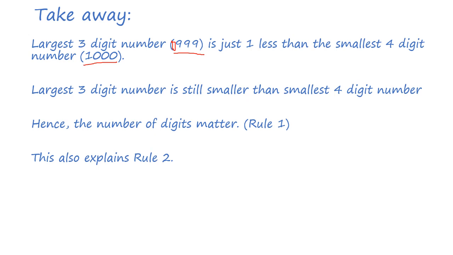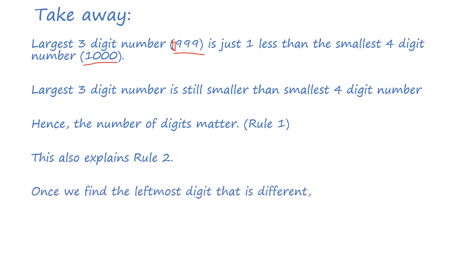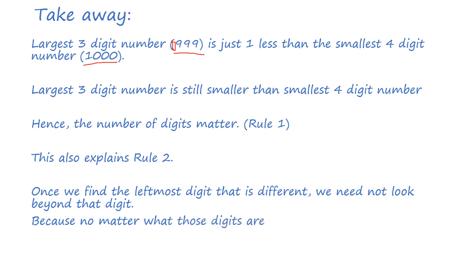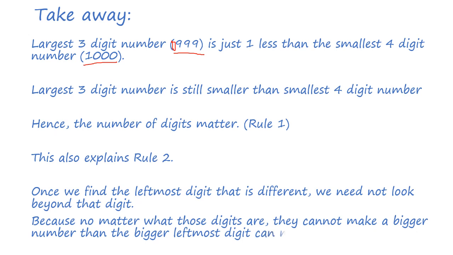So let me just summarize that. Once we find the leftmost digit that is different, we need not look beyond that digit, and that's because no matter what those digits are, they cannot make a bigger number than the bigger leftmost digit can make. Okay, so that kind of explains the second rule. So with this, we have seen why these two rules also make sense. So that's all we have to cover in this chapter.